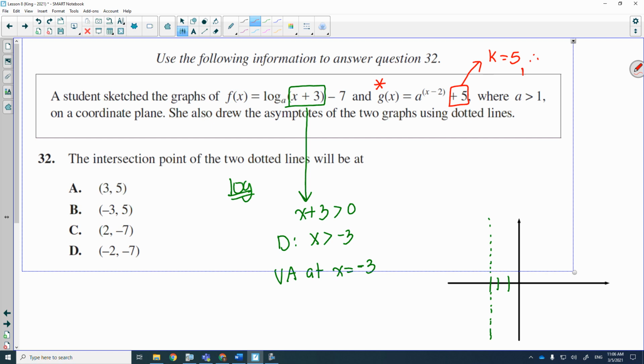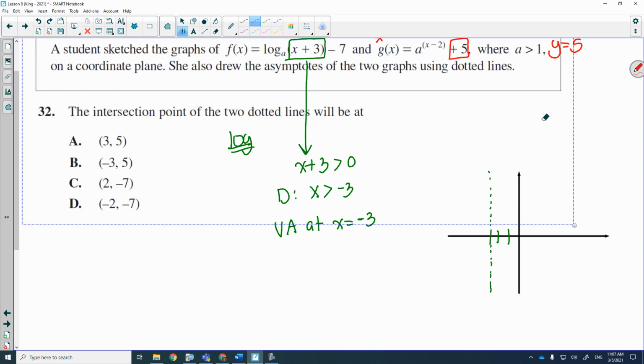Therefore, there's a horizontal asymptote at, what's the equation of the HA? y is equal to 5. You take that k value and just swap in a y is equal to 5. Can you now draw a dotted line at the equation y is equal to 5? So y is equal to 5, 1, 2, and here would be my HA.